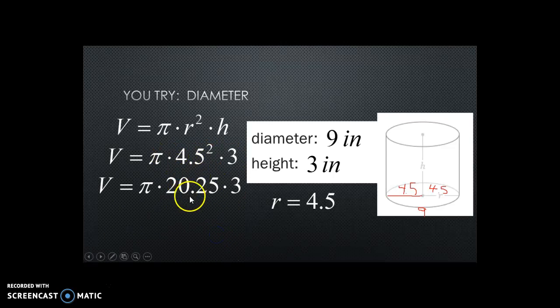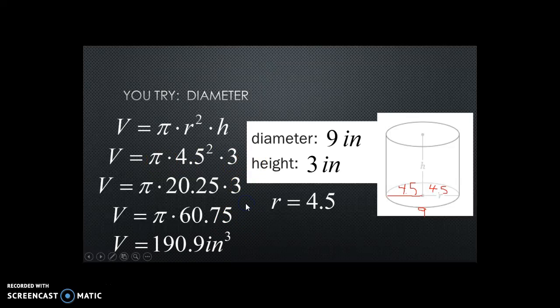And 4.5 squared is 20.25 times 3 is 60.75. I'm then going to multiply that by pi. And again, if you know what you're doing, you can put all this in your calculator in one shot. And we get 190.9, in this case, inches cubed. Now, it wouldn't be algebra without giving you an algebra problem.